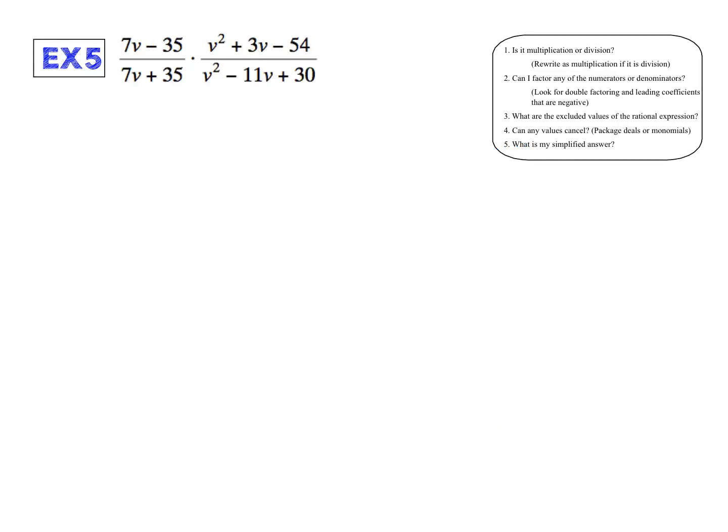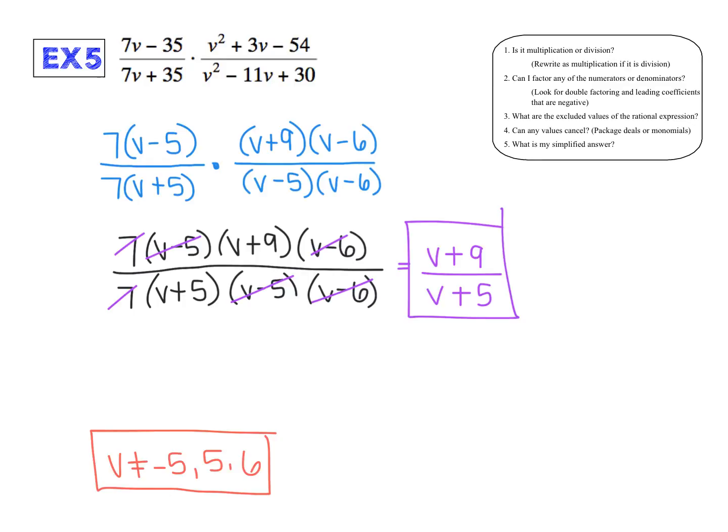All right, go ahead and pause the video and try example 5 on your own. All right, so when I multiplied these two fractions out, I ended up with v plus 9 over v plus 5, and I had 3 excluded values for v. V cannot be negative 5, v cannot be 5, and v cannot be 6.